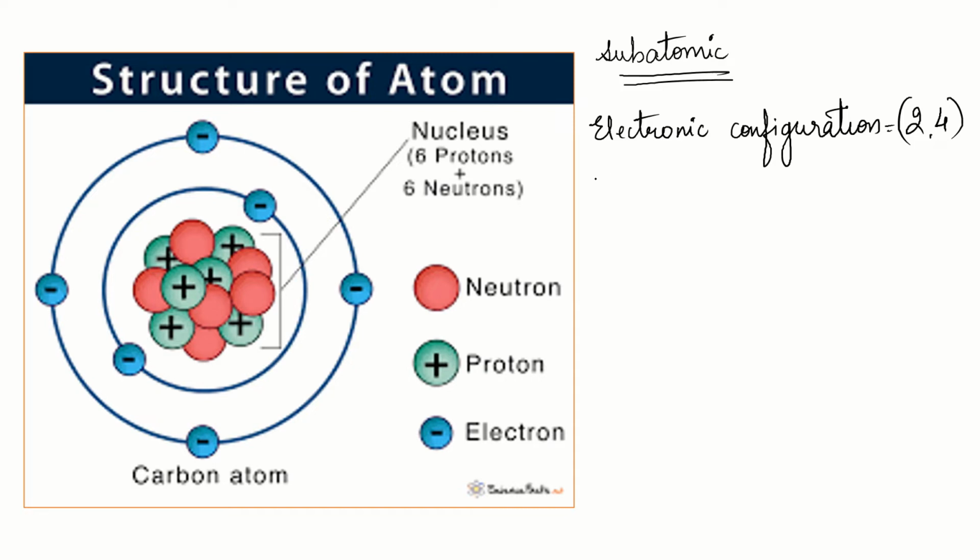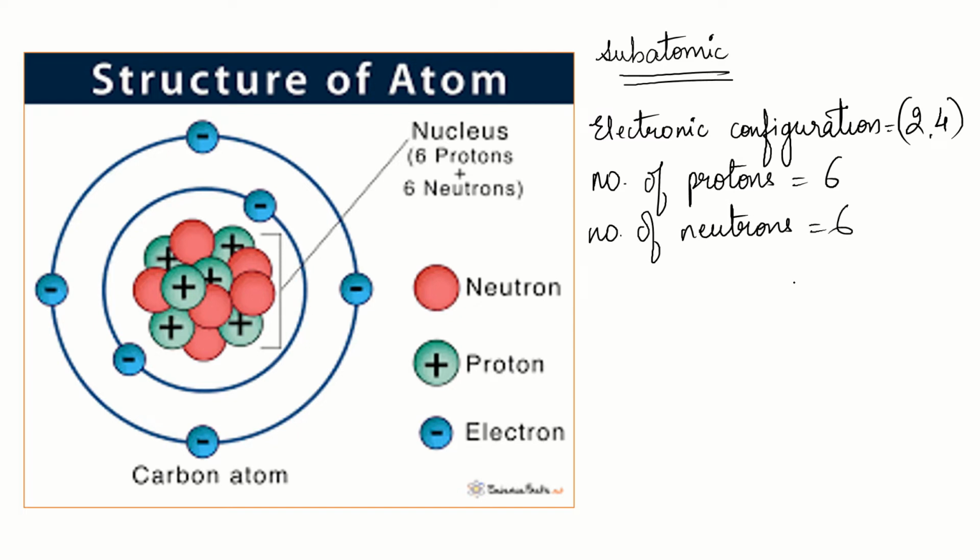Now the number of protons is 6. The number of neutrons is also 6. So electrons is also 6, protons is also 6, neutrons is also 6. So if you see, they are all equal numbers.